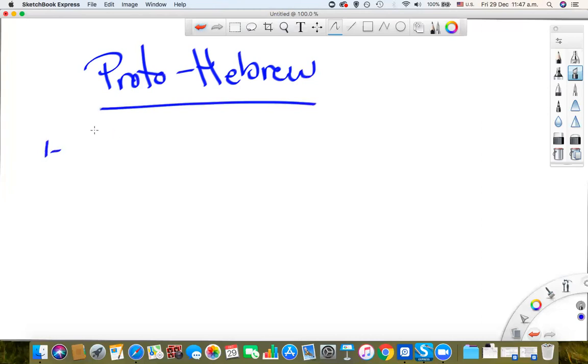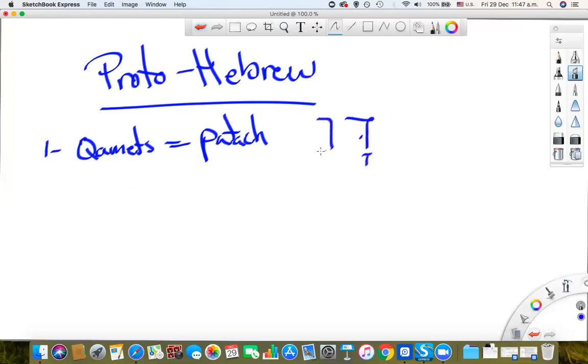So the first one is that a comets in biblical Hebrew was a patach in Proto-Hebrew. So that means if you had a word like davar, right? Davar means word, matter, or thing. In Proto-Hebrew, we would turn these comets into patachs, and we'd have davar.